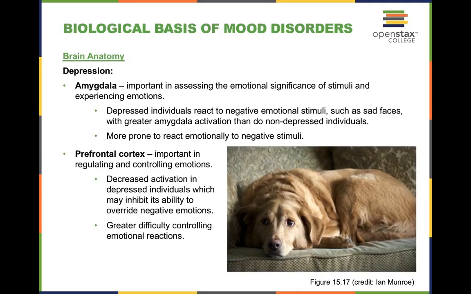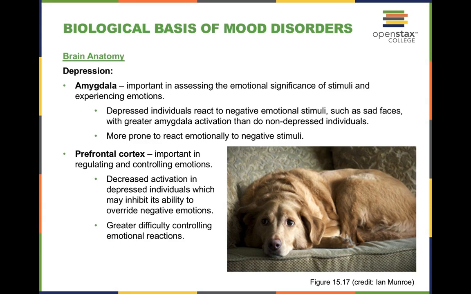All right. Moving forward, when it comes to depression, a couple areas of the brain that may be involved include the amygdala, which is important in, as we've learned throughout the whole course, emotion processing, as well as the fear response more specifically. Depressed individuals actually react to negative emotional stimuli such as sad faces with greater amygdala activation than do non-depressed individuals, as well as they're more prone to react emotionally to negative stimuli.